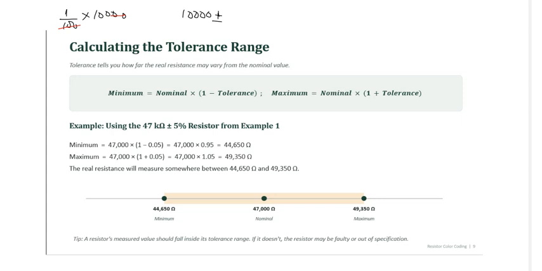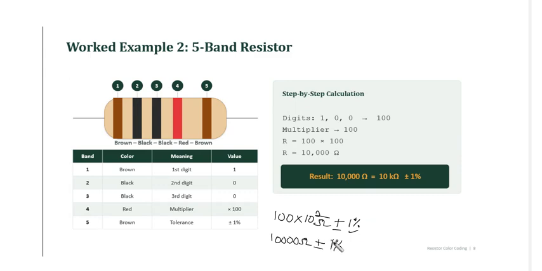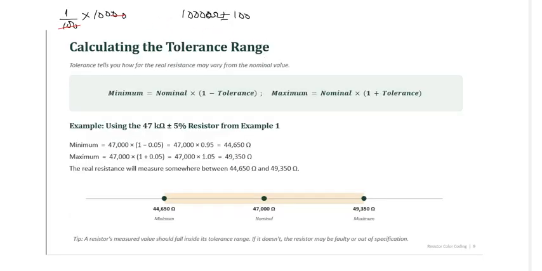Beg your pardon, let's put the ohms there. Let's always ensure that our units are stated, very importantly. So this is 10,000 ohms plus or minus 100, and that 100 is a 1%. What this means is that you can have 10,000 plus 100 or 10,000 minus 100.